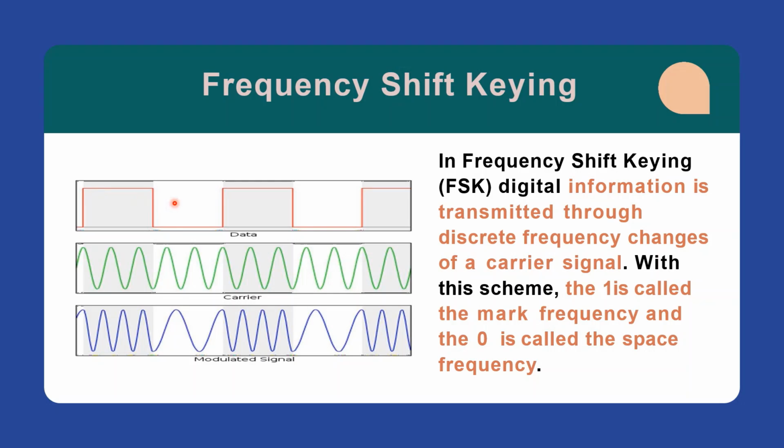So, I'll give you an example. This is for the 1 or the high data, and this is for the 0 or the low data. The 1 is for the mark frequency. As you can see, this is the modulated signal, and it has been modulated in frequency. It's called mark frequency. And for the 0 or the low data, it's called space frequency.